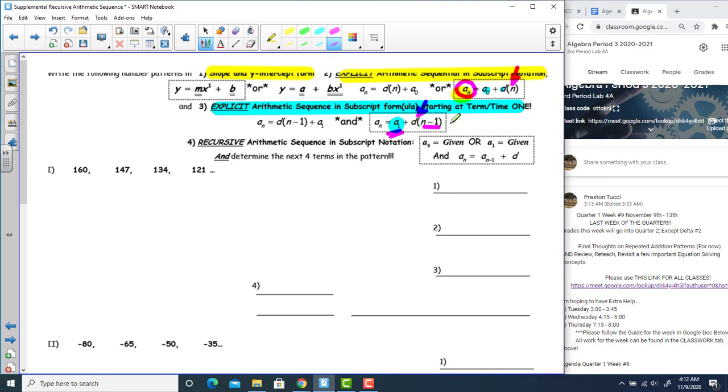So it'll be a little bit different when we try to recognize the relationship or present it as a repeated addition pattern starting at time 1 as opposed to time 0. Lastly, we're going to have you practice this recursive arithmetic sequence formula. In this subscript presentation of an arithmetic recursive sequence formula, you're going to need 2 equations to describe it.